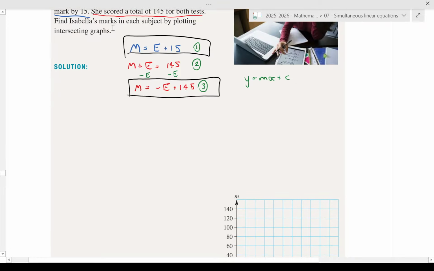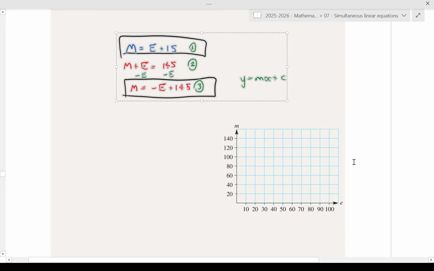So what I'm going to do is highlight all that, and drag it down so we can see it. Okay, so that's what we're graphing. So the first one has a gradient of 1, because there's nothing, because instead of Y equals mx plus c, we've got M equals 1E plus 15. So my y-intercept on this particular one is 15. For this one down the bottom here, my gradient is minus 1, because I've got minus E, and my y-intercept is 145.